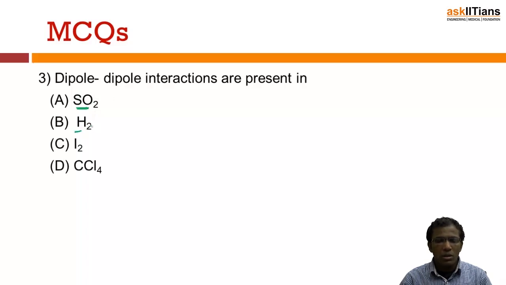Hydrogen is a non-polar molecule, and it is not a dipole. So H2 does not have dipole-dipole interactions. I2 is also not. CCl4 is also a non-polar molecule. So non-polar molecules are not going to have dipole-dipole interactions. Only the molecules which are polar in nature are going to have dipole-dipole interactions. So SO2 is going to be our answer. So A is the correct option.